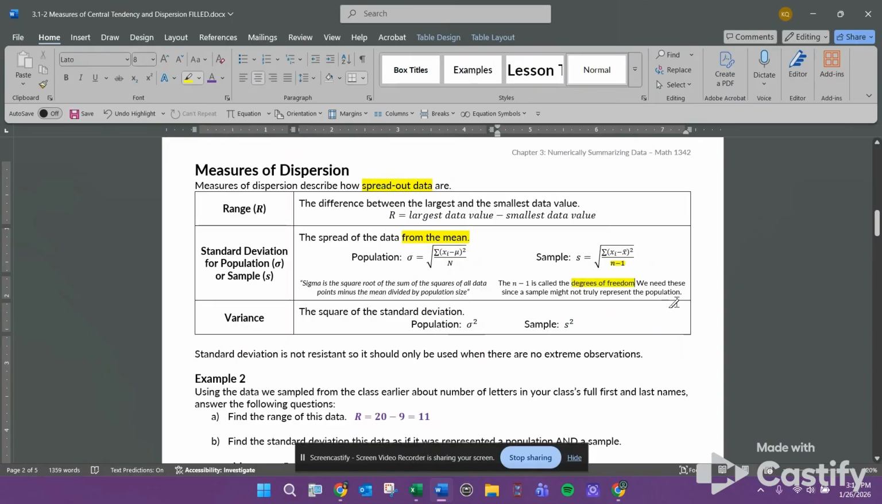We need degrees of freedom when we're doing standard deviation of a sample because we know that a sample might not truly represent the population, and this formula allows a little bit of leeway when we do n minus 1 in the denominator for that mistake of not exactly representing the population. So notice again, population is capital N for population size. For sample, we're doing sample size minus 1. So if we have, for us, 27 numbers in our sample, we will be dividing by 26.